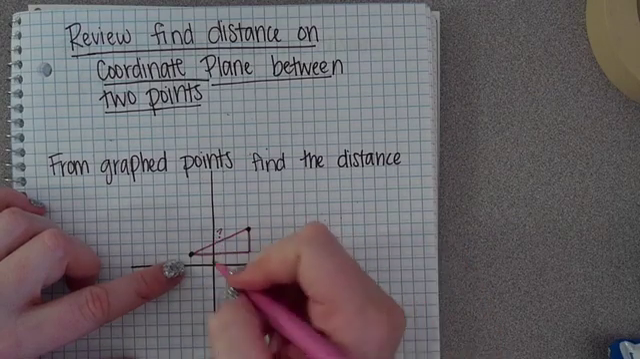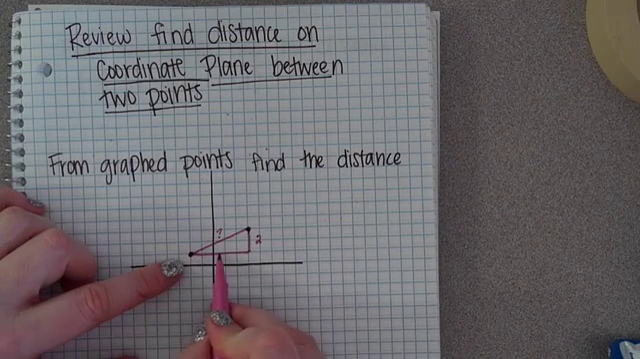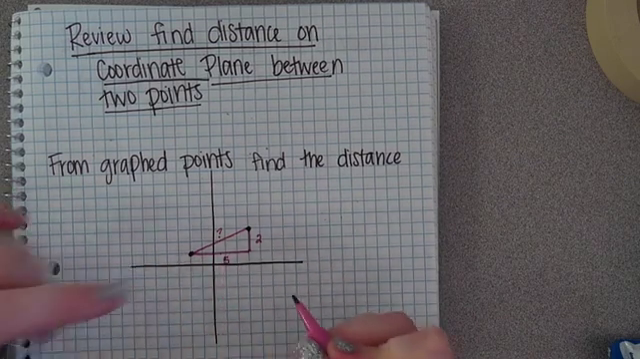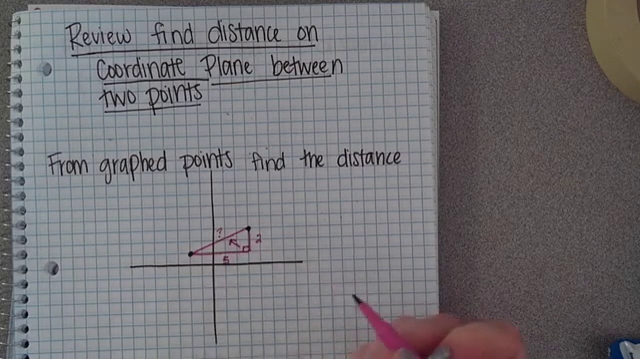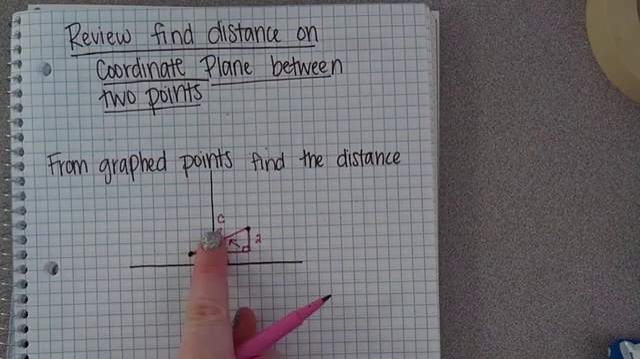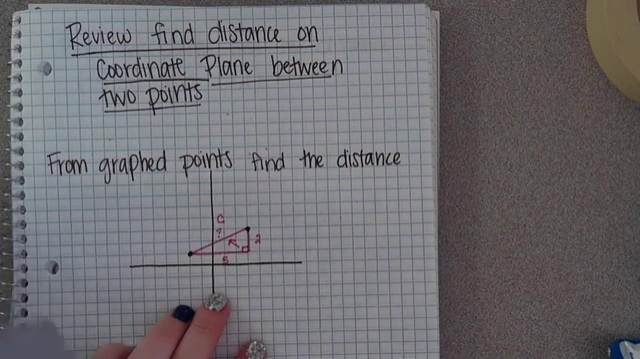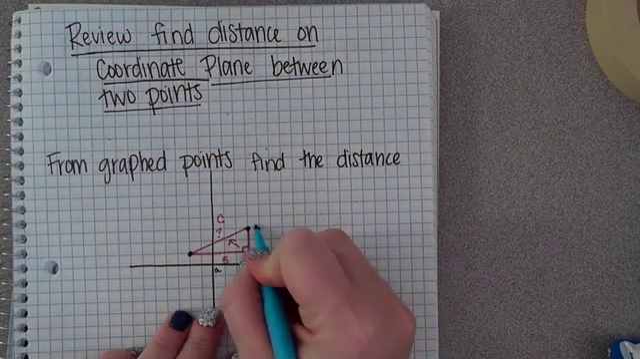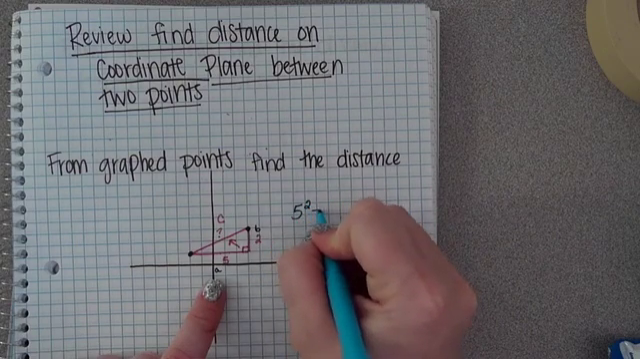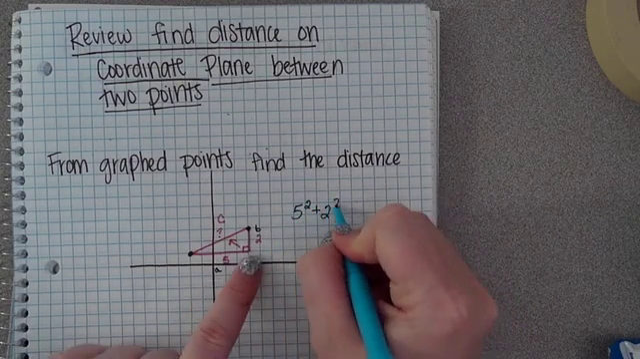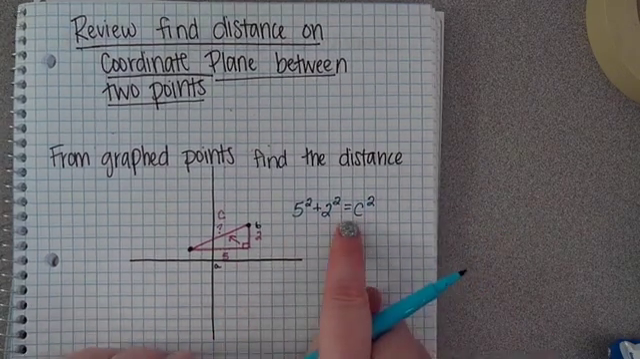That's the question. We know that this is 2 tall, and we know it's 1, 2, 3, 4, 5 wide. So we're looking for the hypotenuse. We're looking for the C. You can see it's across from the 90-degree angle. So then this would be my A. This would be my B. So then I'm going to do 5 squared plus 2 squared equals C squared. That's how you find the missing length of a right triangle.